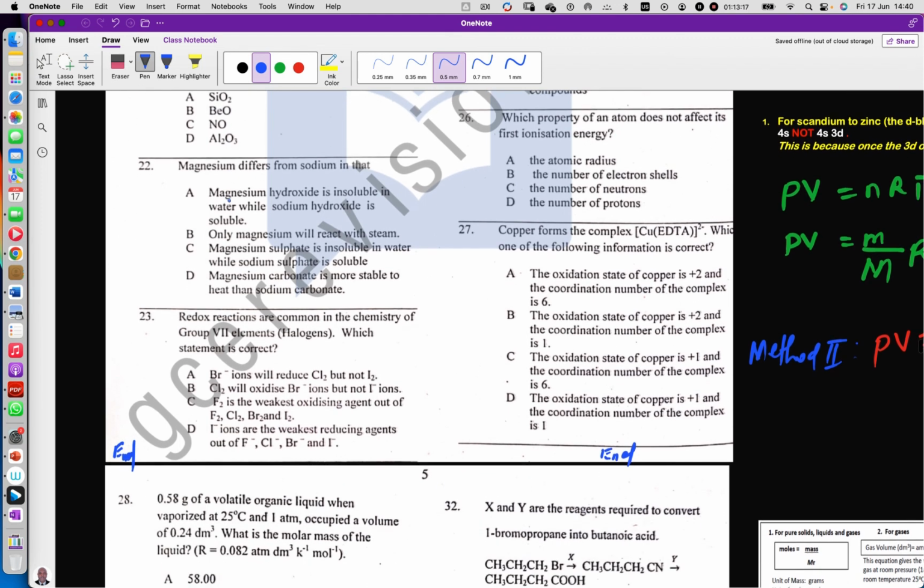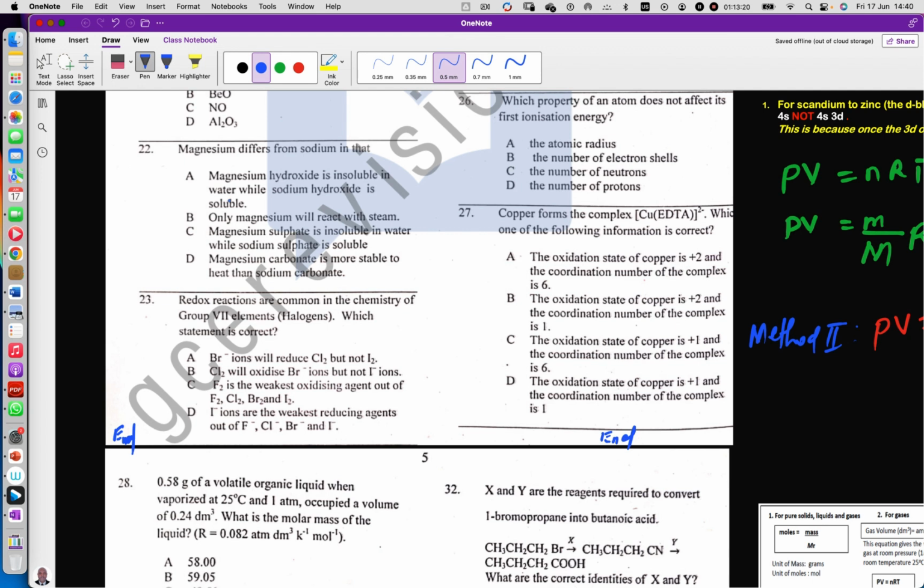Let's proceed to question number 22. Magnesium differs from sodium in that A: magnesium hydroxide is insoluble in water, while sodium hydroxide is soluble. Yes. B: Only magnesium will react with steam. No. C: Magnesium sulfate is insoluble in water. No. D: Magnesium carbonate is more stable to heat than sodium carbonate. No.